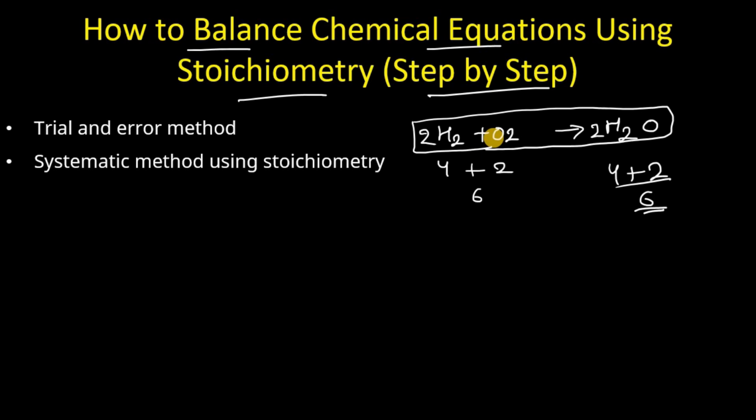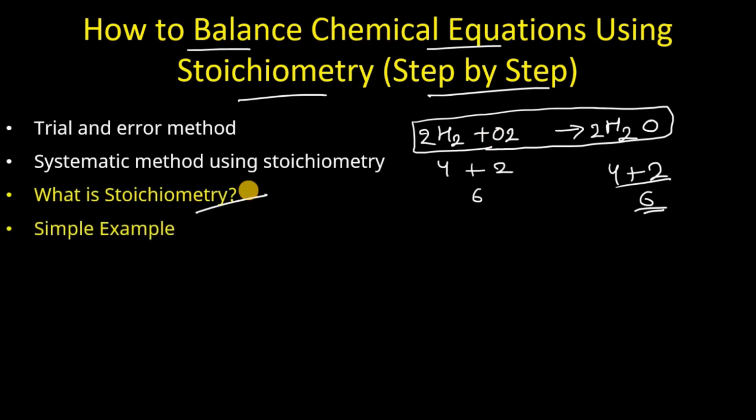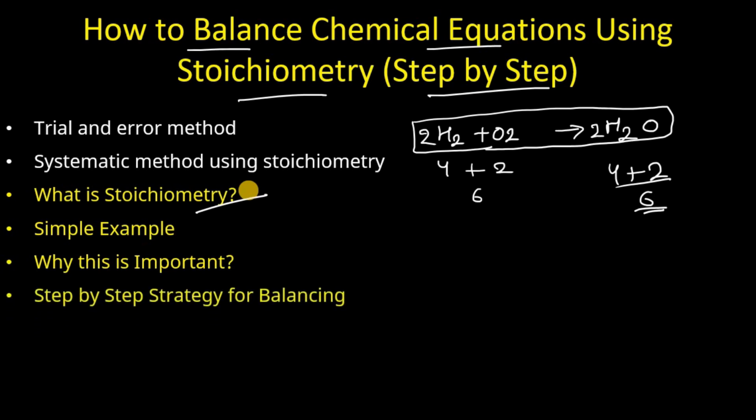So what are we going to learn? First of all, we will discuss what stoichiometry is, what is the definition of stoichiometry. Then we will see some simple examples so that you can understand the meaning of a balanced chemical equation and how to balance it. Then we will also discuss why balancing an equation is important, what is the significance of this, and in the last we will see the step-by-step strategy for balancing chemical equations, right?